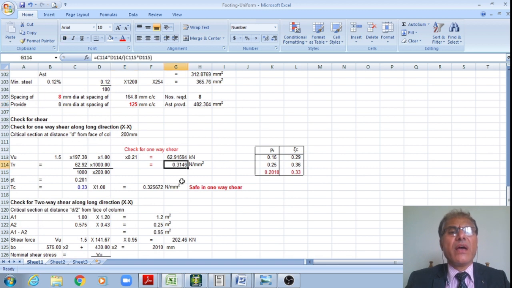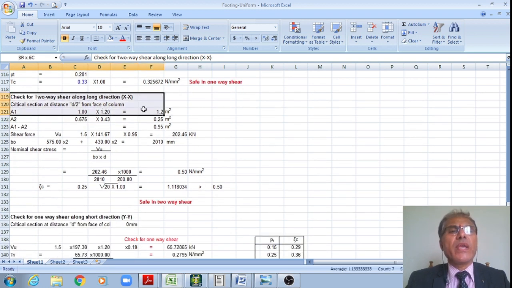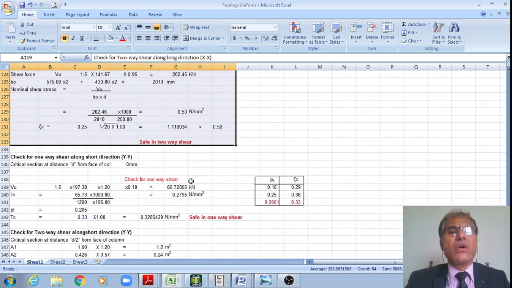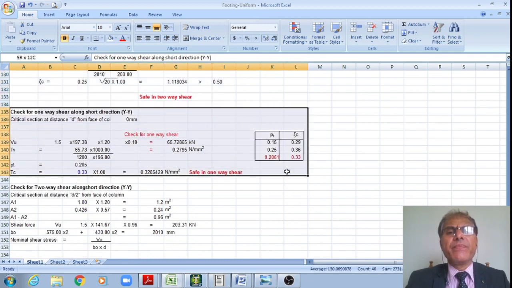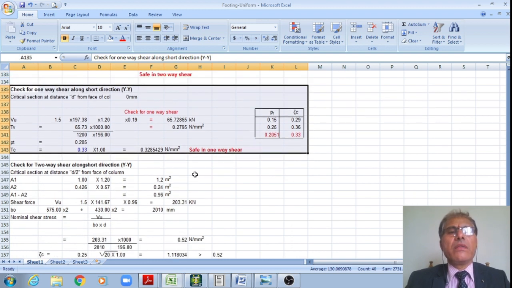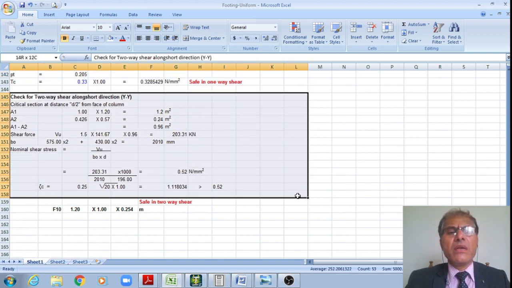Yes. Now the code is saying that along the x direction, the long span direction, the actual nominal shear stress 0.31 is much less than the permissible shear stress of 0.32. It is safe in one-way shear along the long span direction. Previously it was failing along the long span direction. It is also okay in two-way shear. Now you can see it is safe in two-way shear, as well as okay in single shear along the short span direction, the y direction, and also okay in two-way shear along the long span direction.